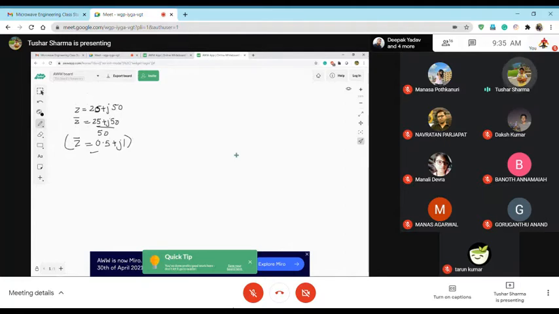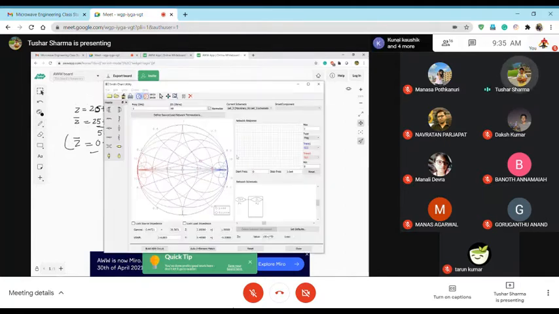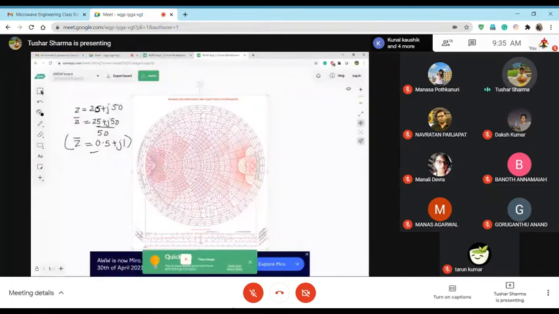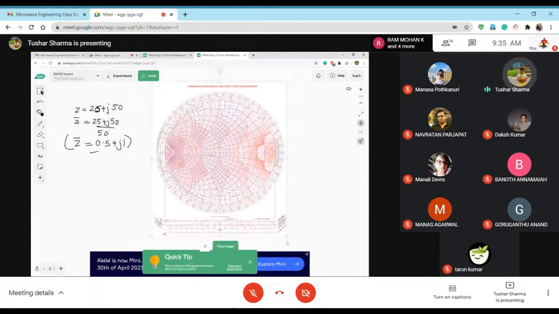Okay, so let's first plot Z and then we will do Y, otherwise it mixes up and then it gets confusing. So for Z, it's very clear. First, you have to identify where Z is equal to 0.5 on the Smith chart, the 0.5 circle.